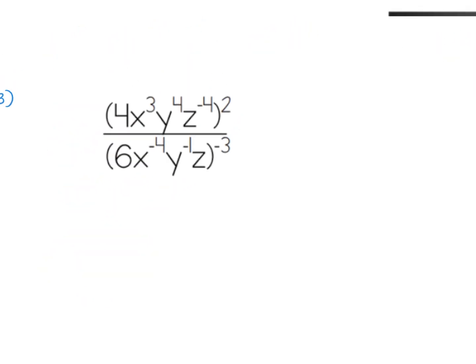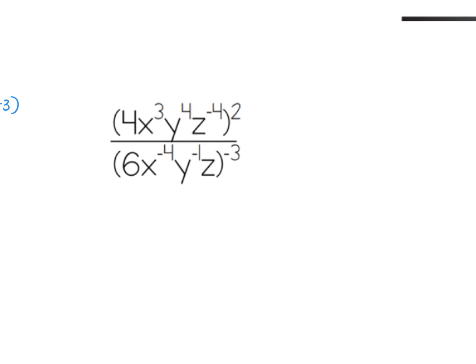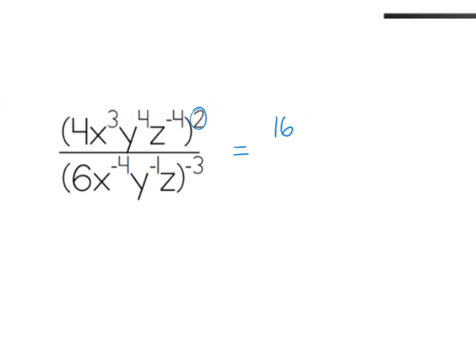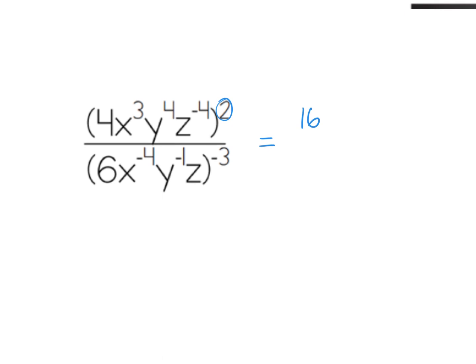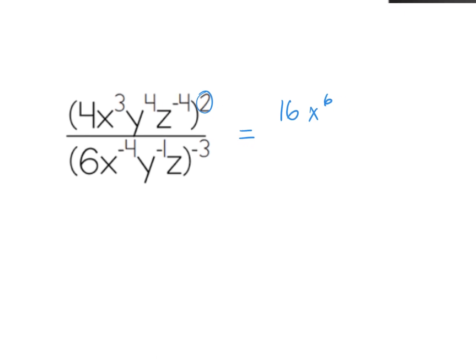All right, this one. Okay. The top and the bottom have different exponents. So we're going to take the top and then we're going to take the bottom. So 4 to the power of 2 will be 16, not 8. Okay, 4 times 4, 16. X to the power of 6. Multiplication, remember that? Y to the 8, z to negative 8.